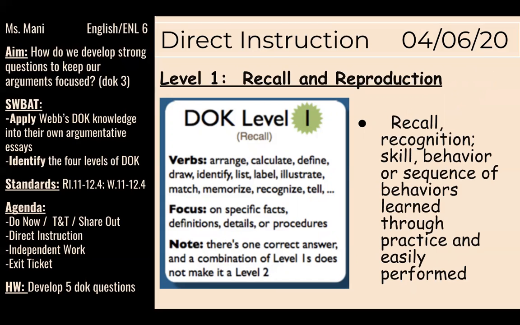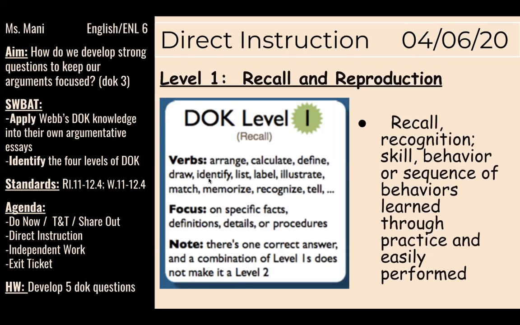So for DOK level 1, you're just recalling information. So there's various verbs that you guys can use. And when you notice, if you look on the left, students will be able to, SWBAT, right? Today it says apply Webb's depth of knowledge into their own argumentative essays. And then it also identify the 4 levels of DOK. So if you notice, right, the verbs in the picture, it says arrange, calculate, define, draw, identify, list, label, illustrate, match, memorize, recognize, and tell.